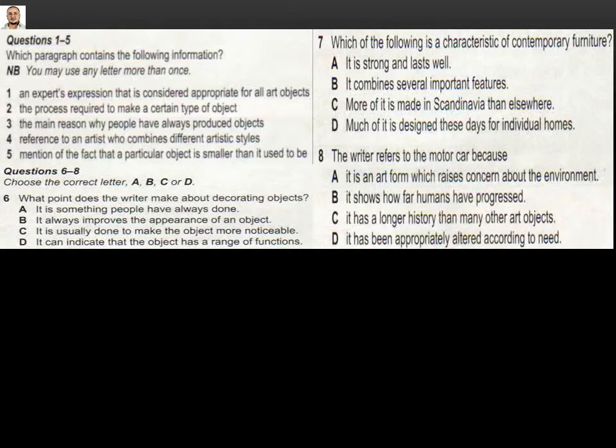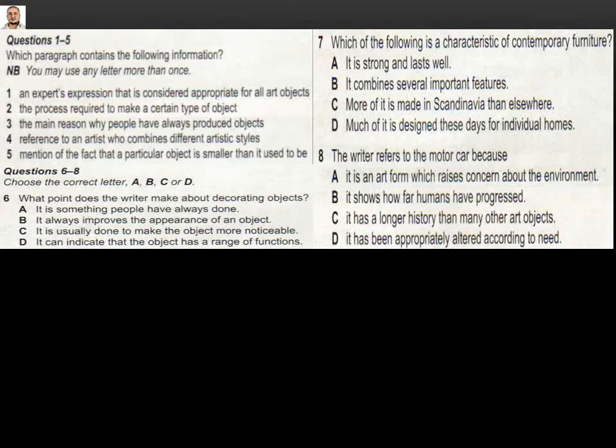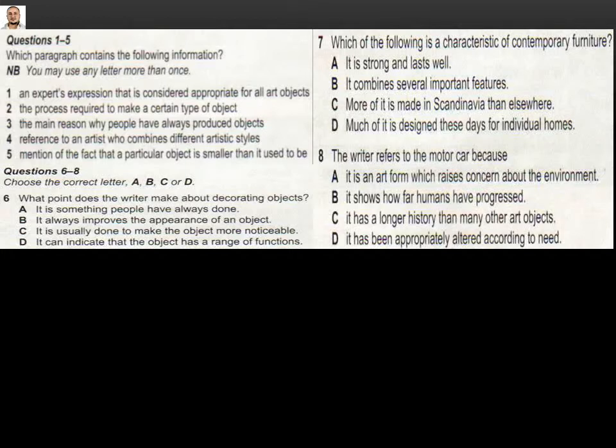7, which of the following is a characteristic of contemporary furniture? A, it is strong and lasts well. B, it combines several important features. C, more of it is made in Scandinavia than elsewhere. D, much of it is designed these days for individual homes.